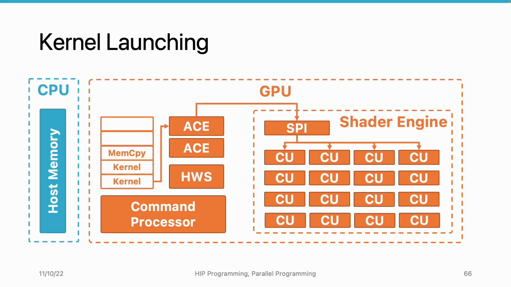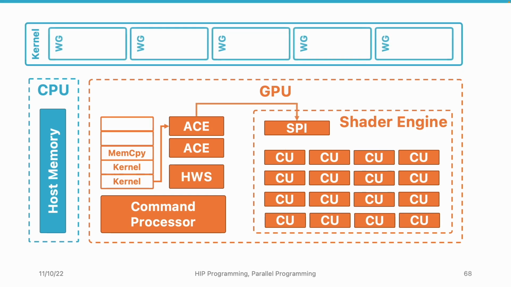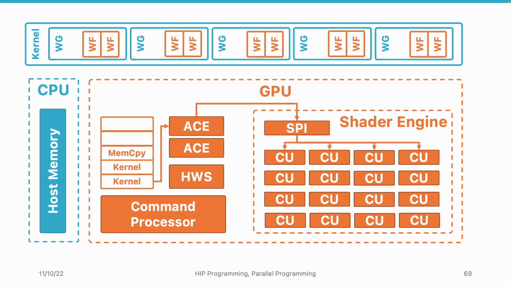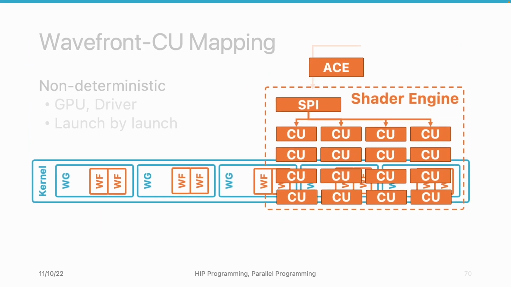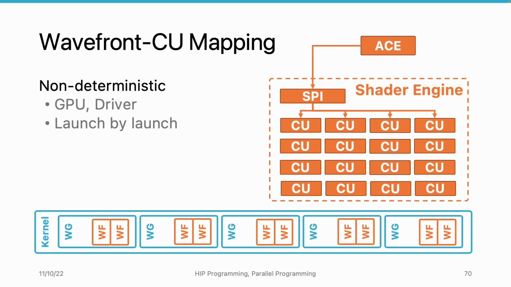So next, let's look at a kernel. A kernel can be broken down into workgroups, and the workgroups can be even further broken down into wavefronts. And we need to map the wavefronts to the compute units. So the whole process is non-deterministic, and the driver and the GPU hardware can determine which wavefront goes to which compute unit. And it's actually also non-deterministic in terms of every kernel launch. If you launch the same kernel again and again, you may not have the same wavefront mapped to the same compute unit. But there are still some rules that we can follow.